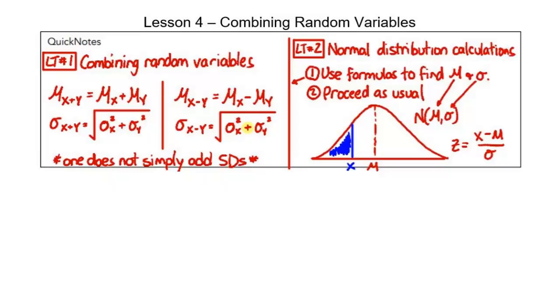When we are combining random variables, the mean of x plus y is the mean of x plus the mean of y. If I wanted to do the mean of x minus y, I do the mean of x minus the mean of y. Pretty straightforward. Standard deviation is where we have to be careful, though. What do you notice about the standard deviation formulas when I want to add my random variables versus when I want to subtract my random variables?